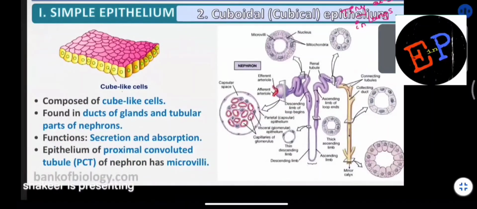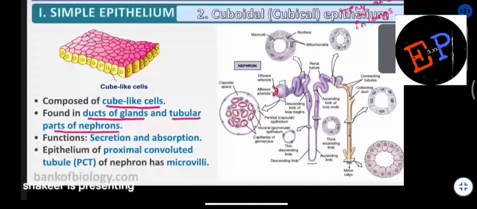Cuboidal epithelium means what? All the cells are of which shape? The shape of the cells is in the form of cubes. That is why it is called cuboidal epithelium. It is composed of cube-like cells. Where is it found? It is found in the ducts of glands and tubular parts of nephrons. We have glands which have ducts, pipes through which secretions are released into the human body. So these ducts are completely made up of which kind of epithelium?